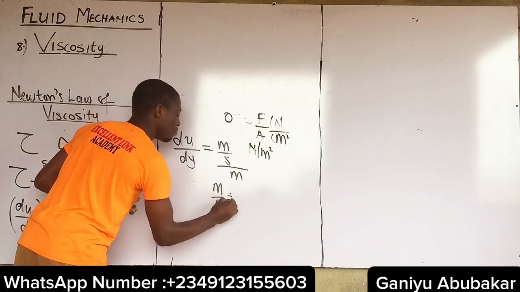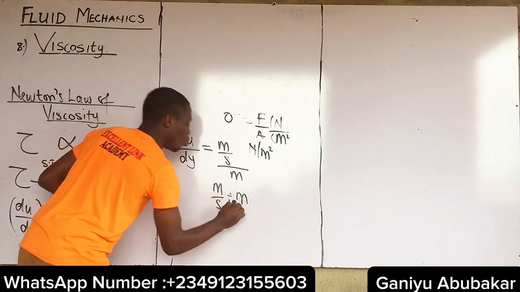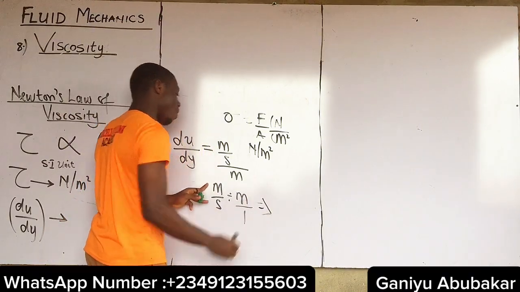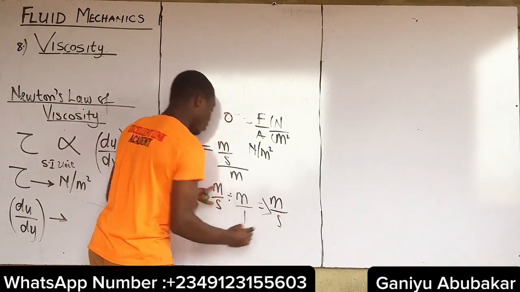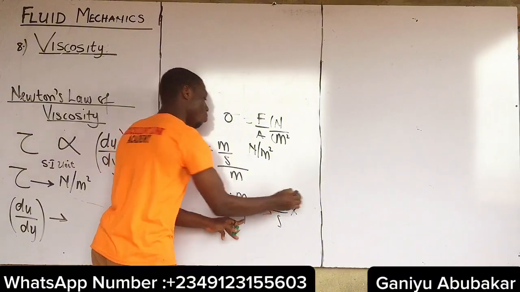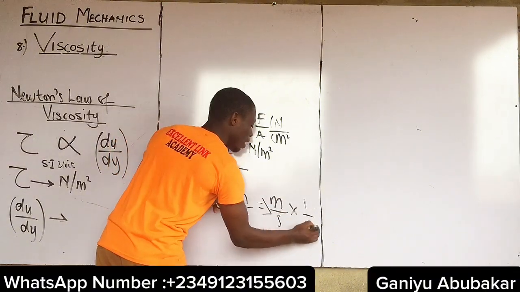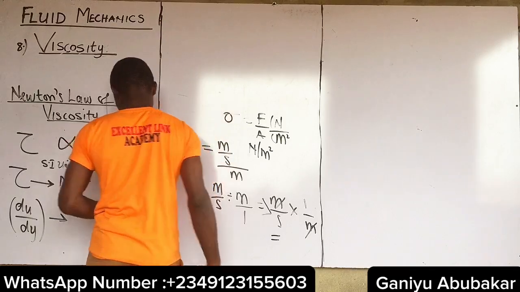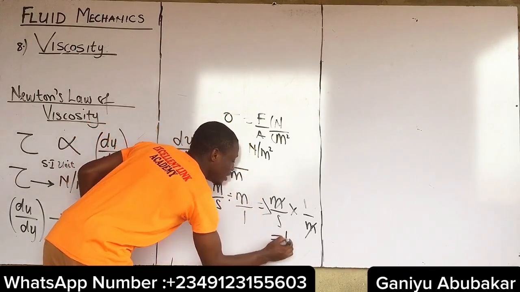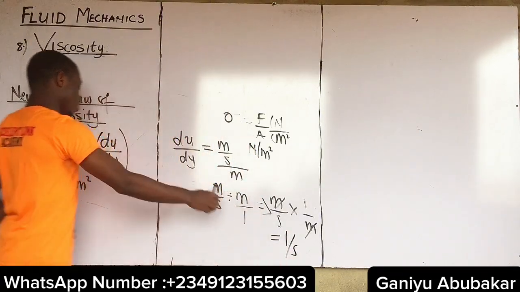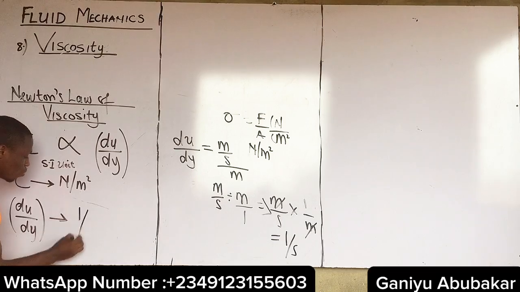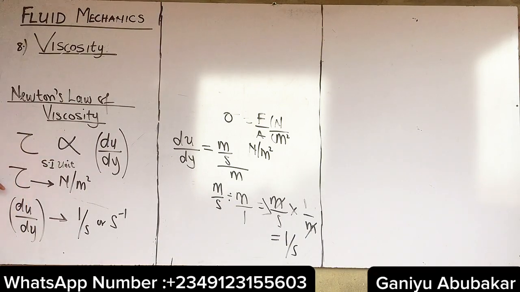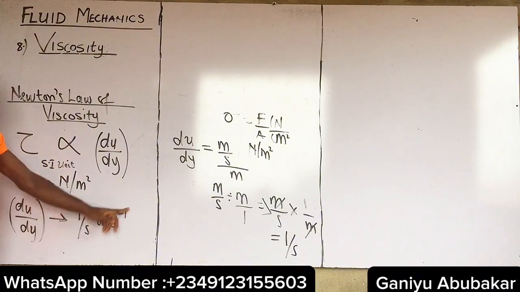This division sign and meter, all over an invisible one here. So I apply the concept of reciprocal. I'll have meter all over seconds times this one comes up, and this one here comes down. Meter cancels meter. So the SI unit for velocity gradient is per second, that is 1 over second, or s super minus 1 if you want to.